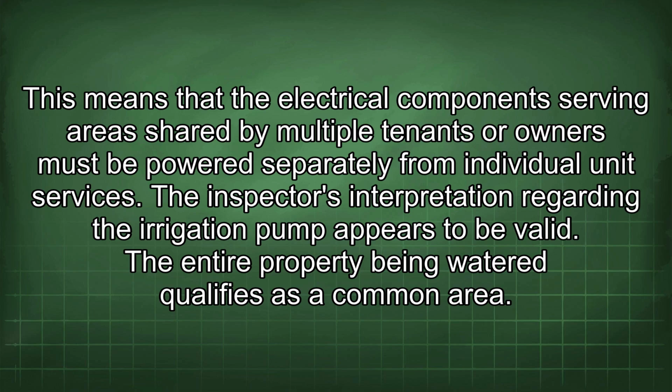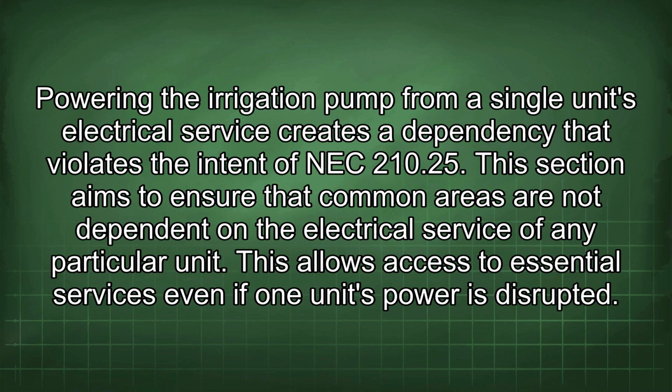unit services. The inspector's interpretation regarding the irrigation pump appears to be valid. The entire property being watered qualifies as a common area. Powering the irrigation pump from a single unit's electrical service creates a dependency that violates the intent of NEC 210.25. This section aims to ensure that common areas are not dependent on the electrical service of any particular unit. This allows access to essential services even if one unit's power is disrupted.